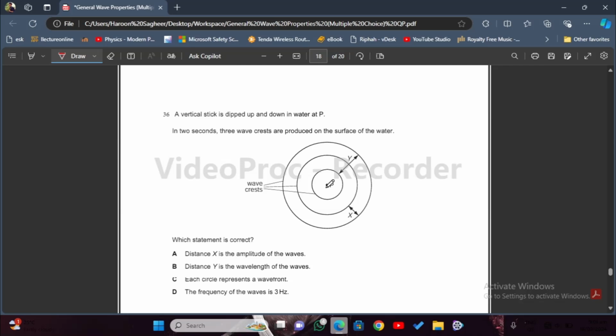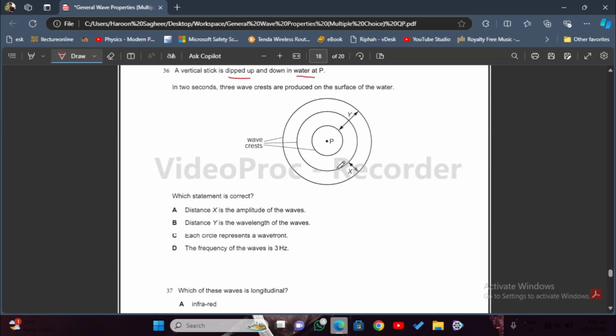Right, there's a vertical stick that is dipped up and down in water at point P, and all of these circular waveforms have been created. Now, which statement is correct? Distance x is the amplitude? No, distance x is a wavelength.